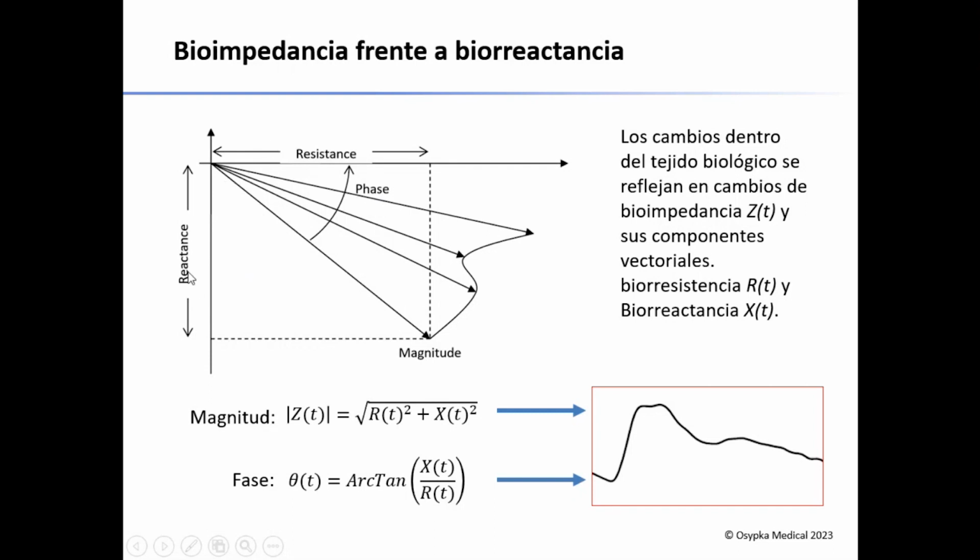And you have two options. You can use the magnitude to create a signal like this here, which resembles an arterial pressure waveform, or you can use the phase too. Different methods use different ways. But in essence, the idea is always to obtain a waveform which is very similar to an arterial pressure waveform.